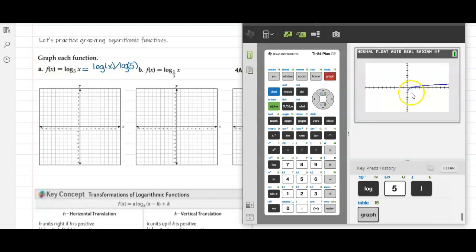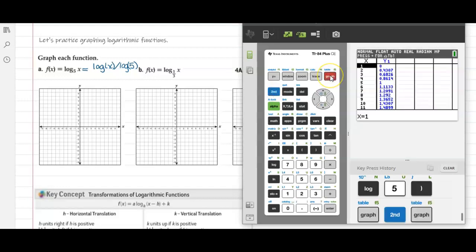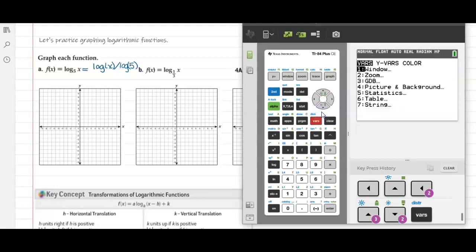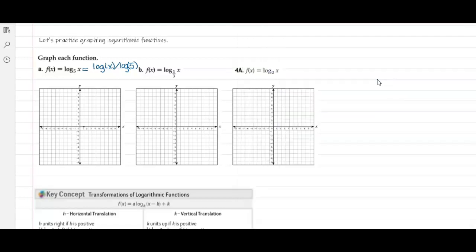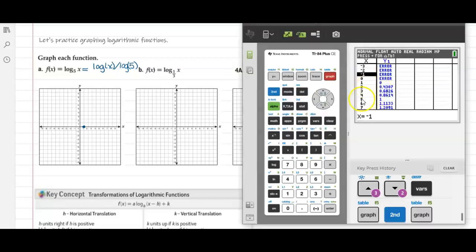Then I'll graph it. We see what the graph looks like, and we need a table of values, so second graph, and we can see that if I try to scroll up, I'll just get error. So our graph is going to start at 1, 0. That's the first nice point I see, which is right here. And the next nice point I see is 5, 1.